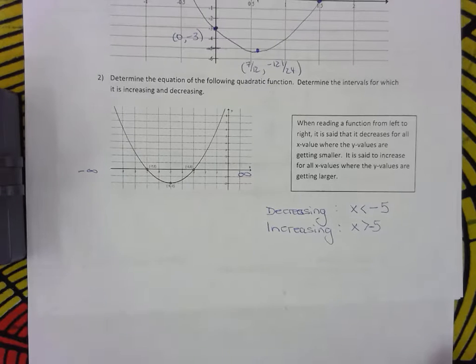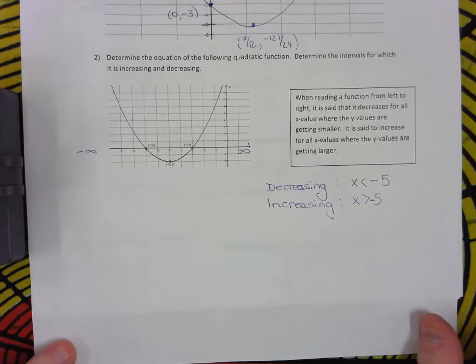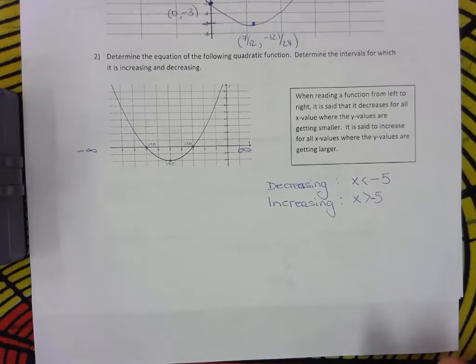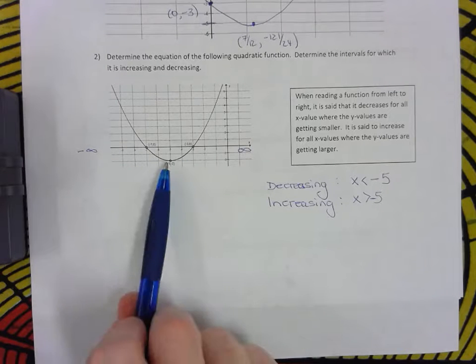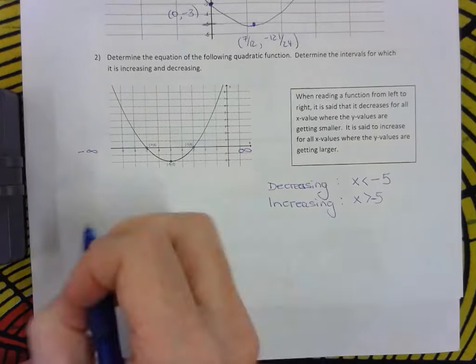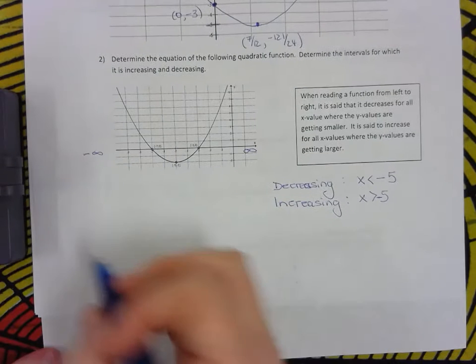So now let's look at finding the equation of this parabola. And again, it's very similar to when we found it in vertex form. We want to use the information we've been given. So we've been given the x-intercepts, and we've also been given the vertex. So I'm going to use the x-intercepts to find the equation of this parabola.